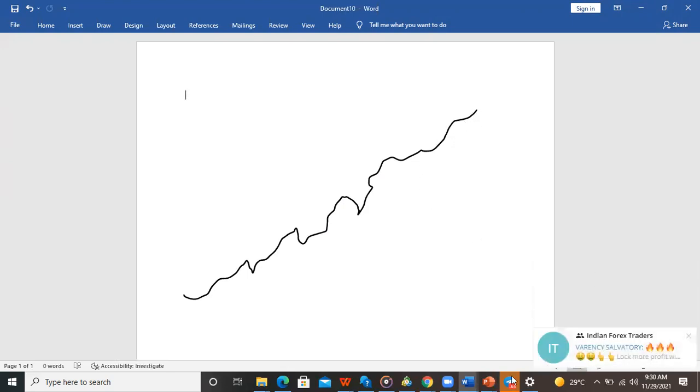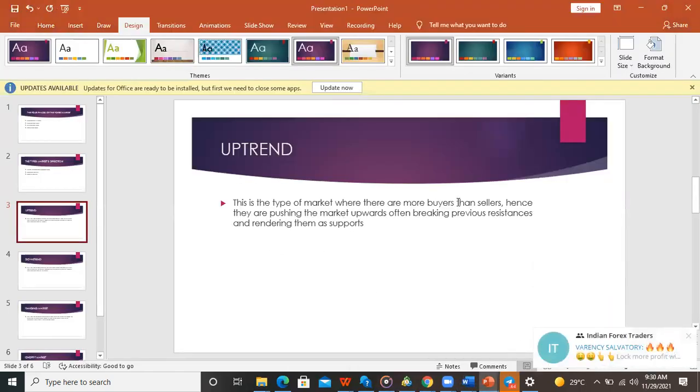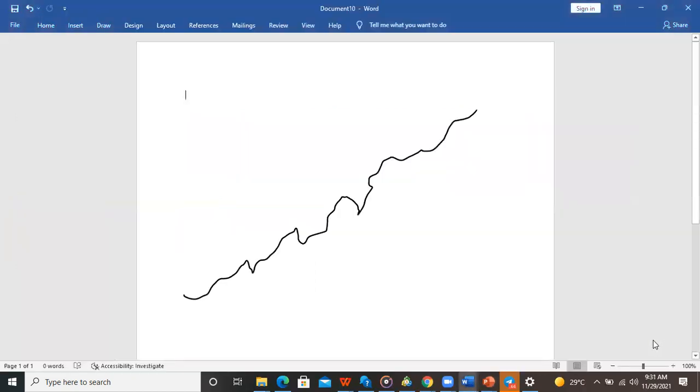All right. Now, I made mention of something that... hence they are pushing the market upwards, often breaking previous resistance and rendering them as what? As supports. Okay, so this is what that means. It means that now this is a resistance.